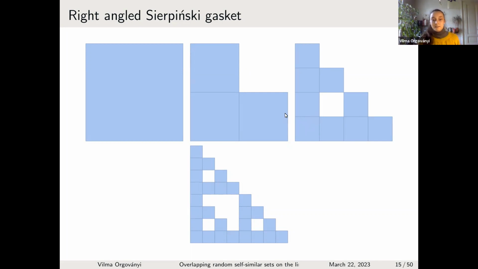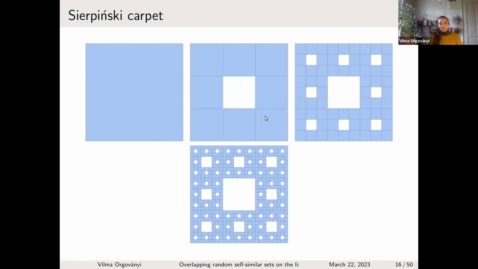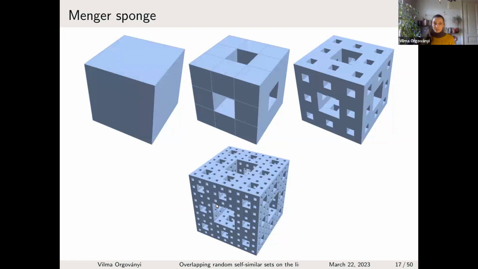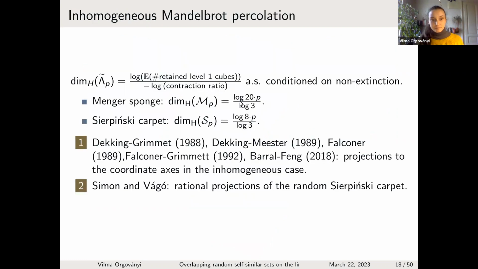And similarly, we can do this with the Sierpinski carpet. We can construct a random Sierpinski carpet where we always discard the central square at each level. And also we can construct the random Menger sponge. The Menger sponge is a sponge where in each of the faces we delete the central cube and we delete the overall central cube, and we can randomize this construction as well.